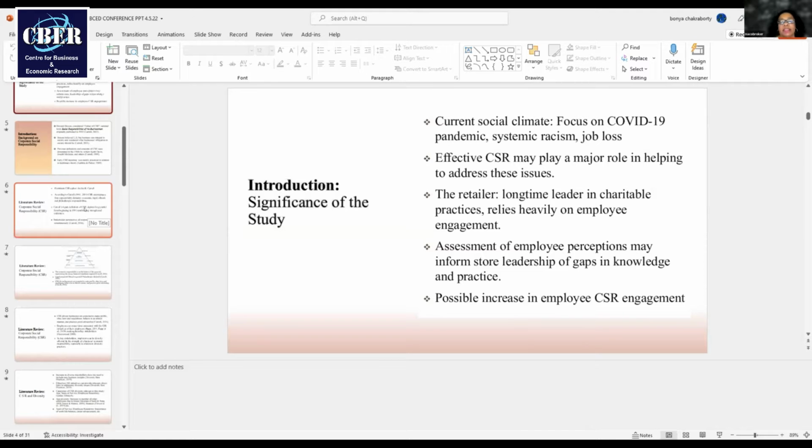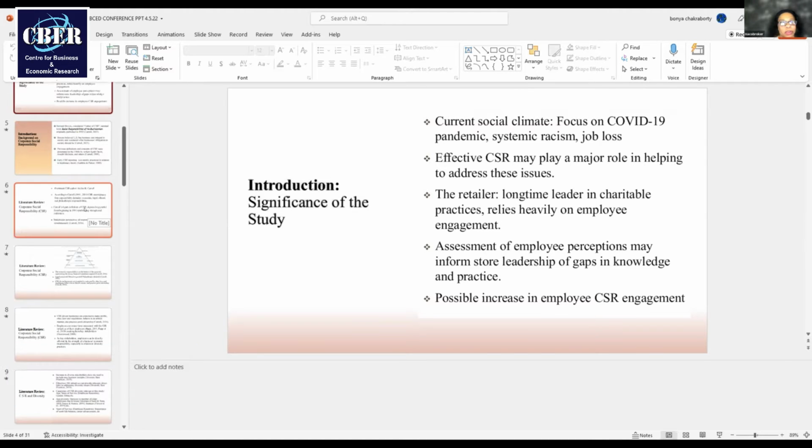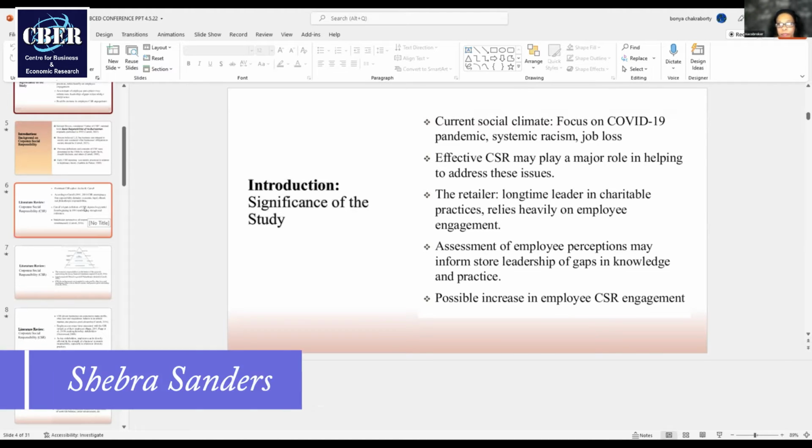The retailer, who's anonymous, is a longtime leader in charitable practices, and they do rely heavily on employee participation. So we figured that an assessment of their perceptions would inform the store leadership if there are any gaps in knowledge and practices, which would help to improve employee participation.